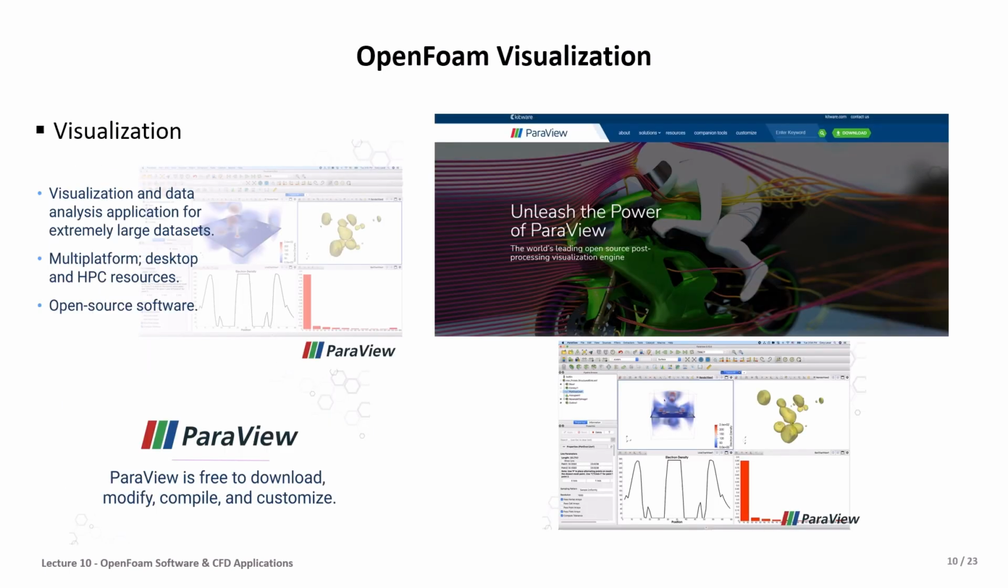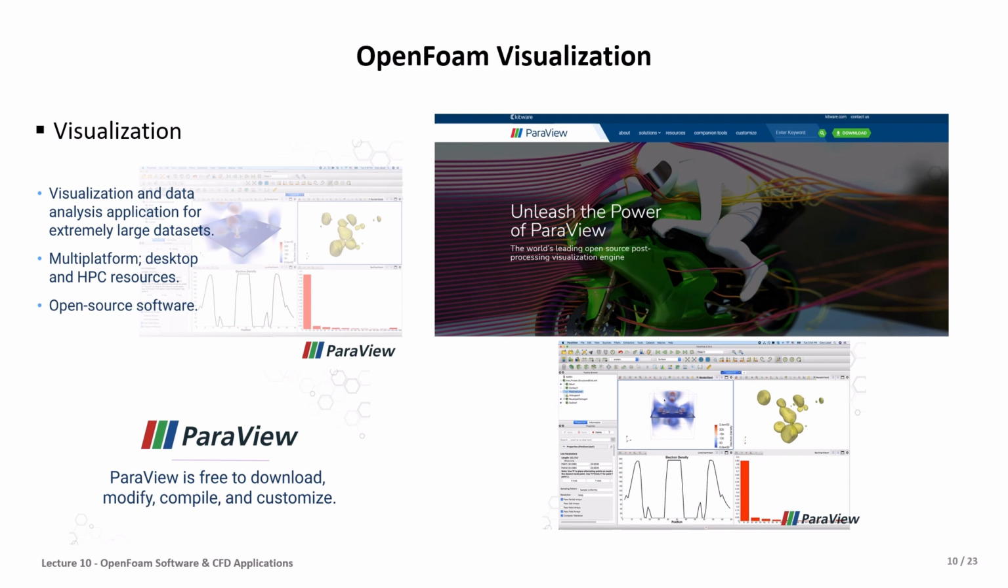connected to OpenFOAM. For OpenFOAM, usually we are using ParaView. It is free and has modification, compilation and customization, which we can use with its commands on the OpenFOAM. We can present the result. We can make post processing, and also it's capable of running on HPC resources, which is also open source software.